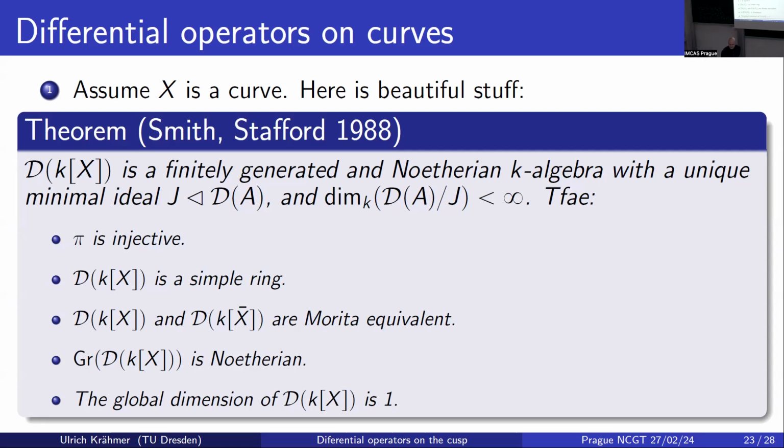So in this theorem, is it possible to say what is the geometric intuition behind being a unique minimal ideal in the ring of differential operators? Should we think about J as the data of some kind of system of differential equations, or how can we possibly come up with this condition?